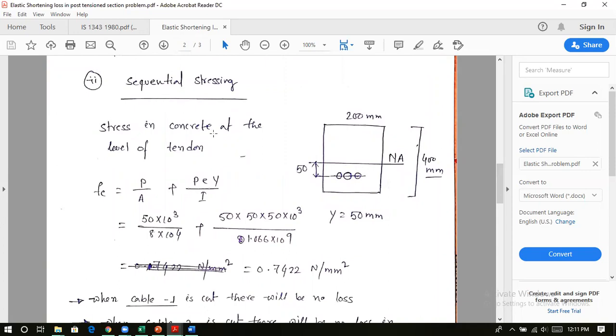Now in sequential stretching, we have to find out the stress in concrete at the level of tendon. We can simply use the stress formula, that is P by A plus P e y by I, and here y is the distance of tendon from neutral axis, and that we can see is 50 mm, and eccentricity also is 50 mm. P is 50 kilonewton, A is 8 into 10 to the power 4 mm square, I equal to 1.066 into 10 to the power 9. So by putting all these values, we will get a value of 0.7422 Newton per mm square.